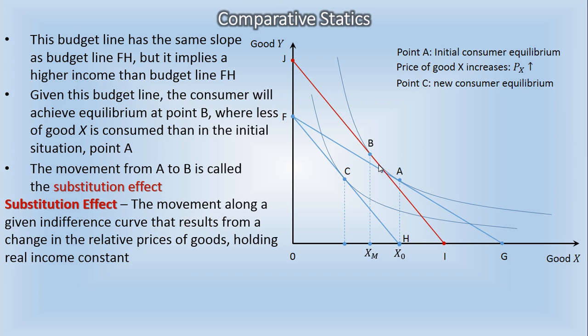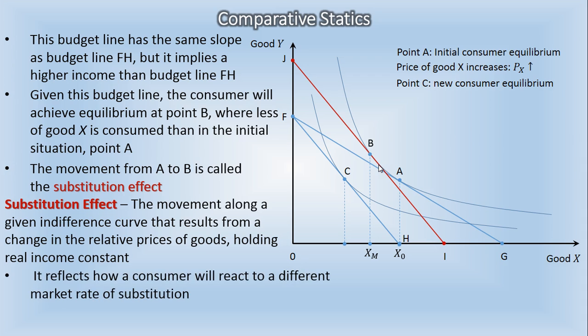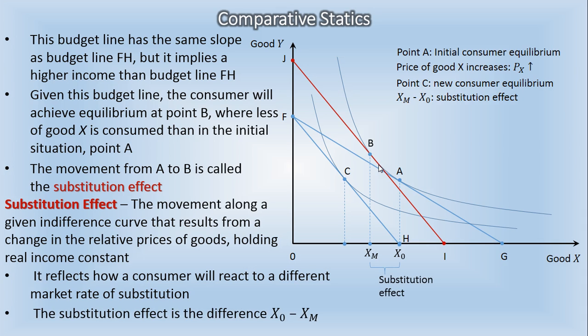So the substitution effect is the movement along a given indifference curve that results from a change in the relative price of the goods, holding real income constant. It reflects how a consumer will react to a different market rate of substitution. So in this case, the substitution effect can be measured as the difference between the amount of X she used to consume and the amount of X she does consume at this hypothetical new consumption bundle. So that's the substitution effect.